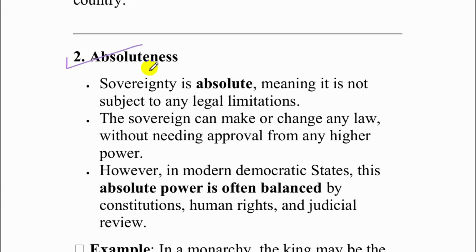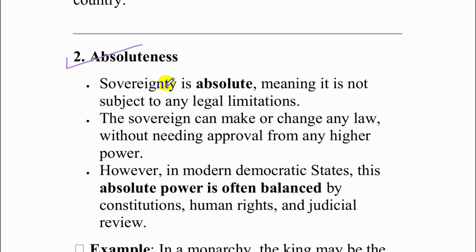There is absoluteness, which means that the sovereign is absolute, meaning it is not subject to any legal limitations. Since it is the law-making authority, it cannot be subjected to the law because the state obeys its own law. A sovereign state obeys its own law. The sovereign can make or change any law without needing approval from any higher power because there is no other higher power than the state, than the sovereign.